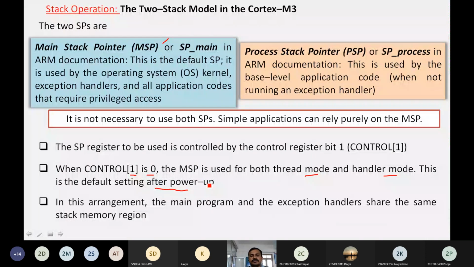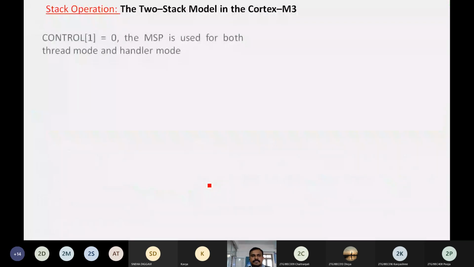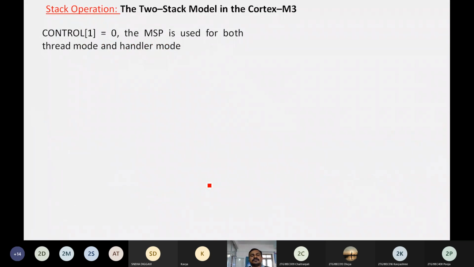In this arrangement, the main program and the exception handler share the same stack memory region. So care has to be taken in the main program, because the exception is also using the same shared resource, the stack memory. Obviously we need to take note of the push and pop instructions. The control bit, MSP bit 1, is 0, and the MSP is used for both thread mode and handler mode.